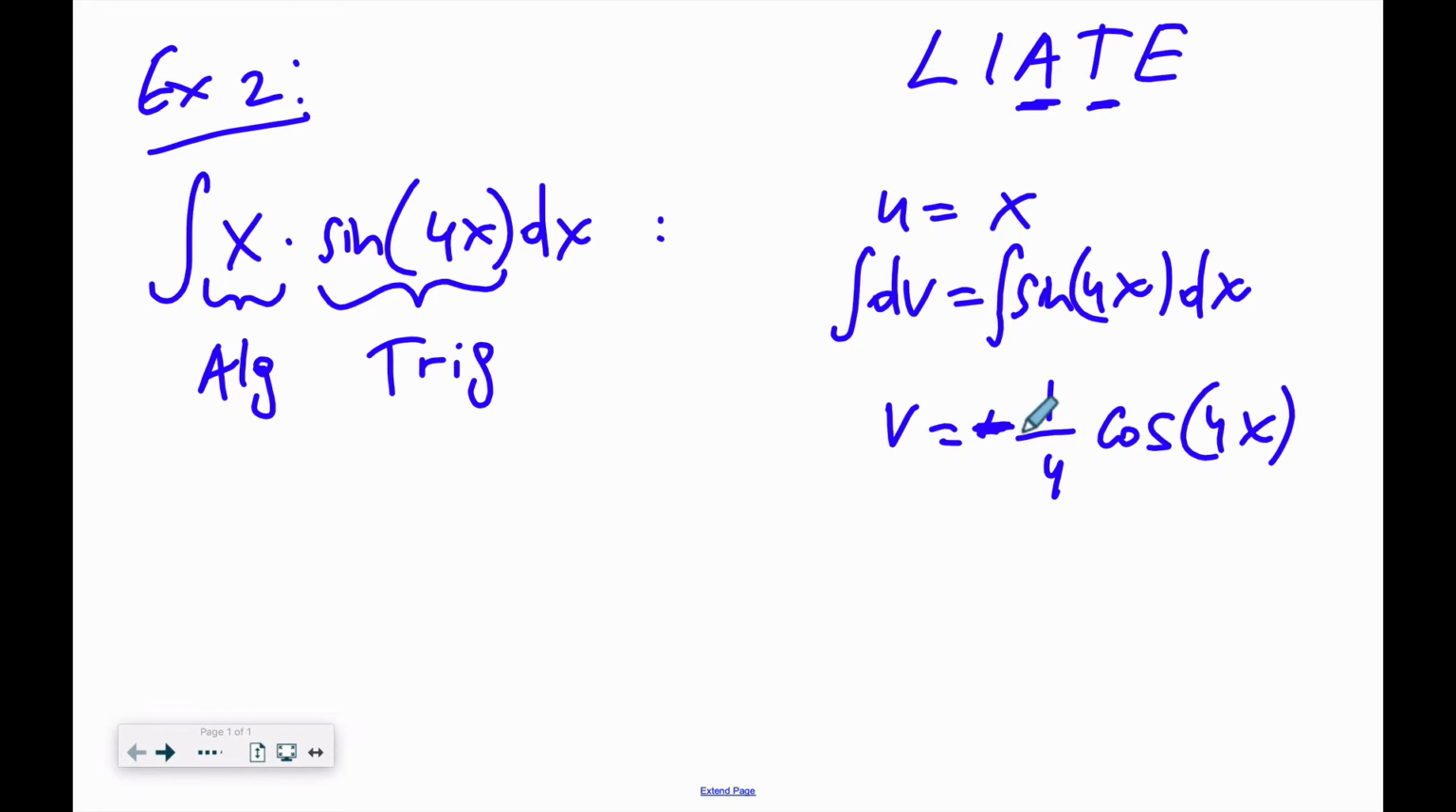This is the rule. You can check it up, and if you have questions, you can leave them down below in the comments. But this is the rule for the integral of sine 4x: we put 1 over 4, negative, cosine 4x. So then this integral turns into u, which is x, and dv. We have v as negative 1 over 4 cosine of 4x.